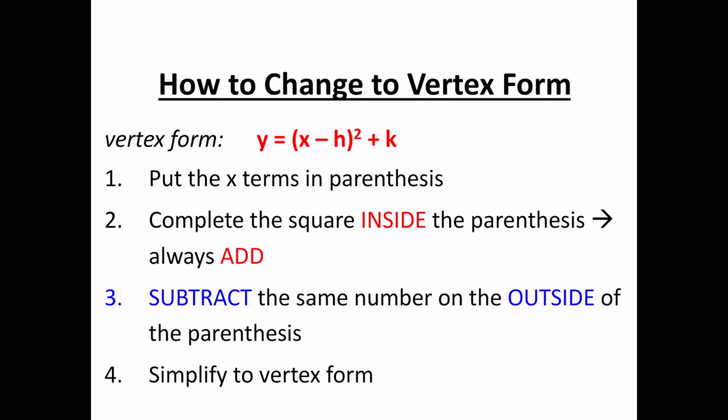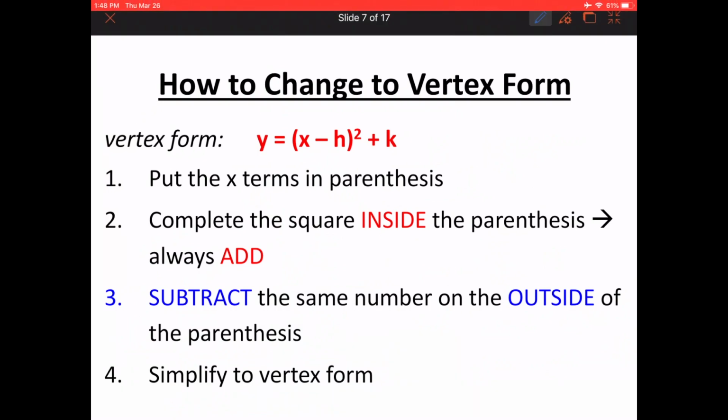This slide is a little bit long, but we're going to have an example on the next slide that goes through all of these steps. So just kind of stick with me here as we go through them. Try to focus on the steps, and we'll put them all into play on the next slide. So if we remember from our last lesson, vertex form looks like this: y equals x minus h squared plus k.